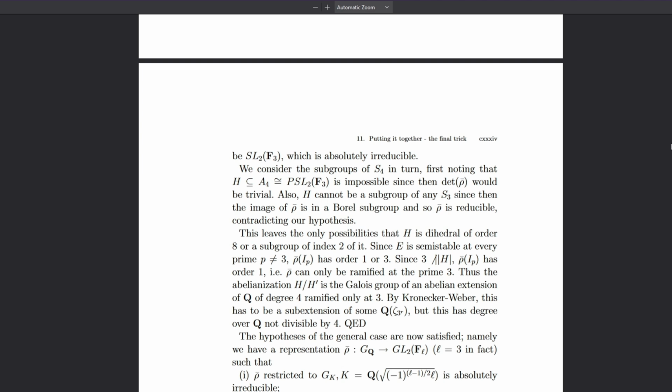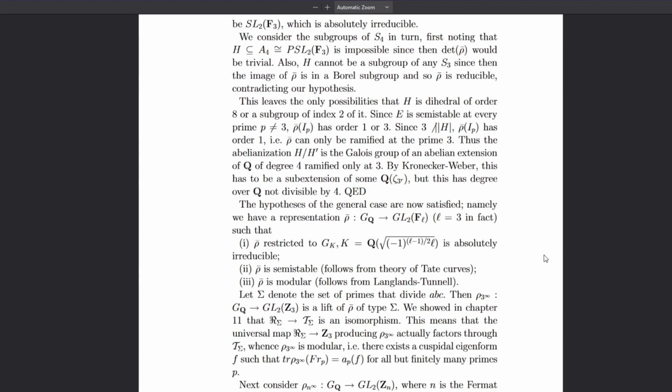Since E is semi-stable at p not equal to 3, rho bar of I_p has order 1 or 3. Since 3 does not divide the order of H, rho bar of I_p has order 1. That is, rho bar can only be ramified at the prime 3. Thus, the abelianization of H, over H prime, is the Galois group of an abelian extension of Q of degree 4, ramified only at 3. By Kronecker-Weber, this has to be a subextension of some Q zeta 3 to the r, but this has a degree over Q not divisible by 4, which completes the proof.